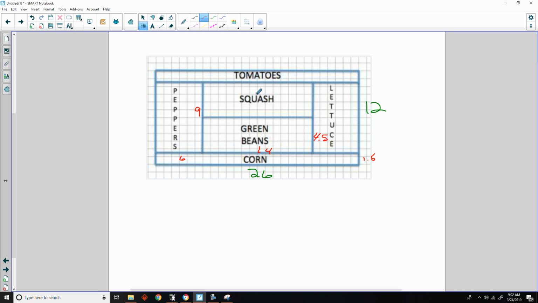And the squash is 14 in length because it's the same as the length of the green beans. 14 by 4.5. So the green beans and the squash are going to have the same perimeters. The tomatoes are going to have the same perimeter as the corn. So that's going to be 1.5 by 26. And the lettuce is going to be 4.5 plus 4.5, which is a length of 9, which is the same as the peppers. Okay, so there's all our measurements.